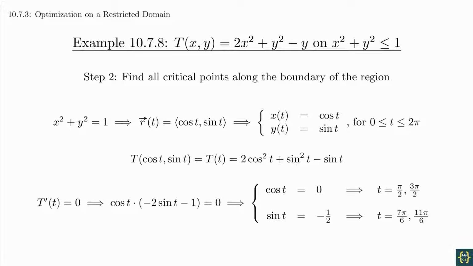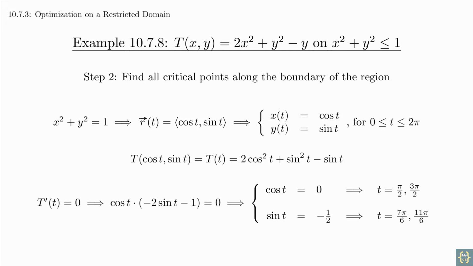Solving this gives us t equals pi over 2, 3 pi over 2, 7 pi over 6, and 11 pi over 6. You may have to review some trigonometry for this, as it goes back to the concept of using reference angles and knowing in which quadrants the sine and cosine functions are either positive or negative.